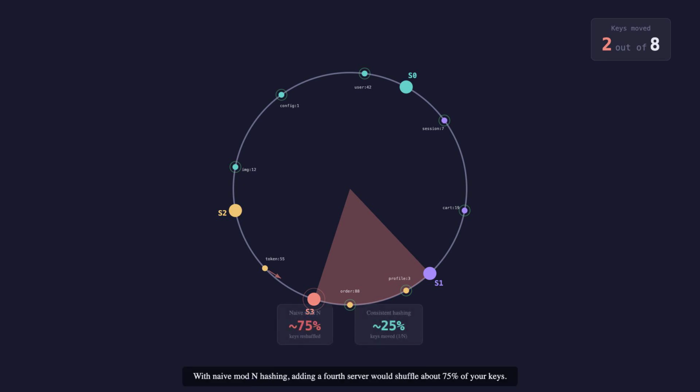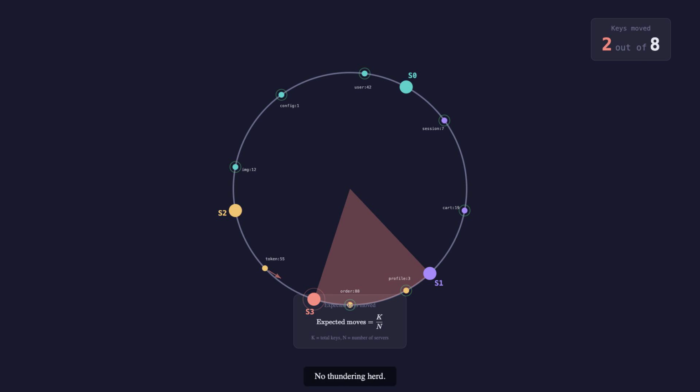With naive mod n hashing, adding a 4th server would shuffle about 75% of your keys. With consistent hashing, only about 1/n of the keys move, where n is the new number of servers. That's the magic. On average, only k over n keys need to move, where k is the total number of keys. The impact is proportional and minimal. No thundering herd. No cache avalanche.